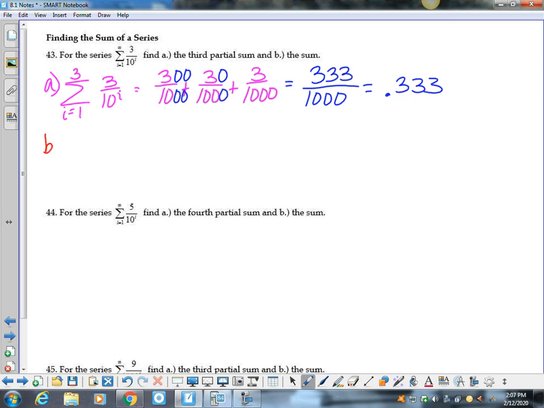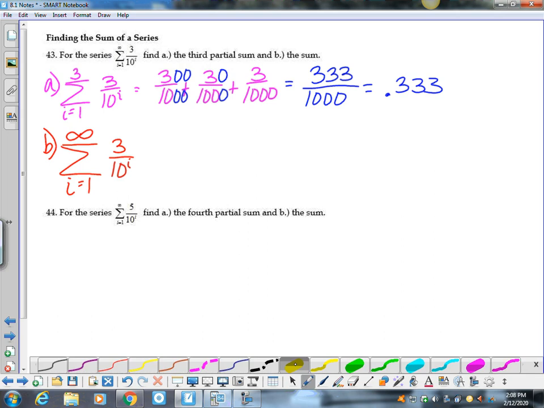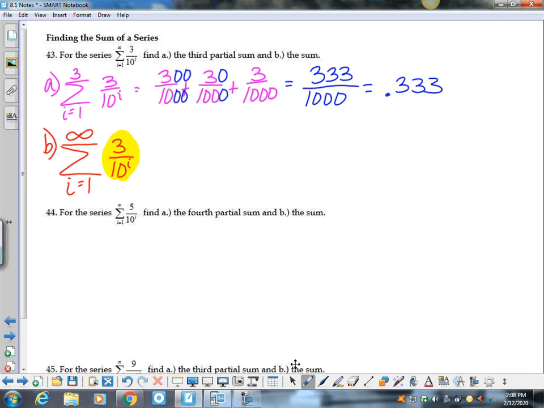Now for part B, I want the sum from 1 to infinity. Okay, so literally I want this to go on forever. Now I also want you to notice one thing. As I get bigger, overall the fraction is going to get smaller.